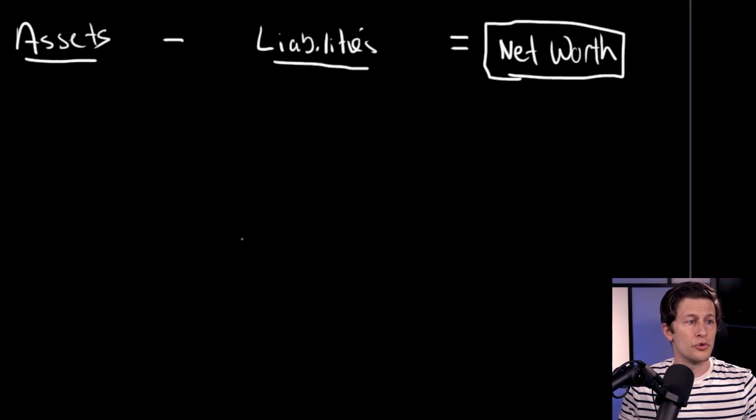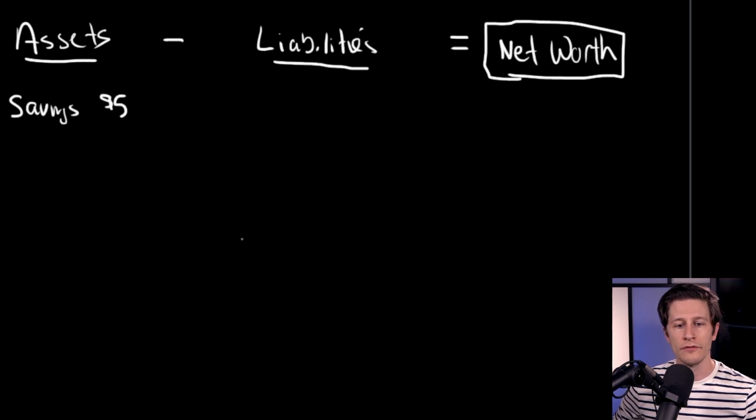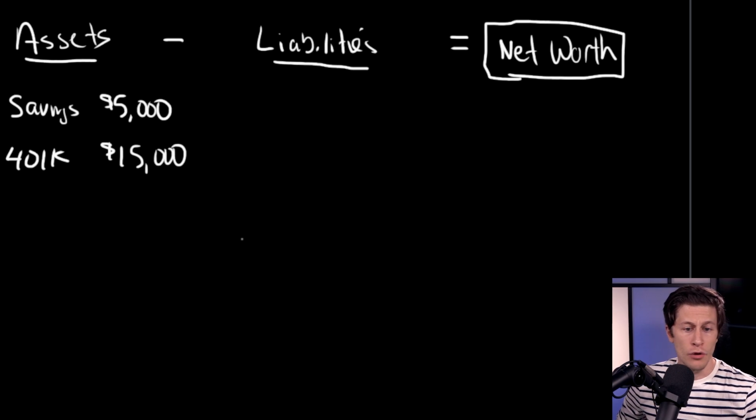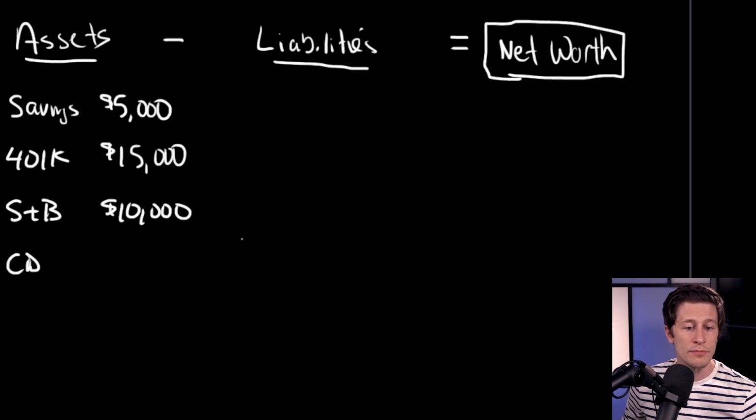So first and foremost, you would figure out, well, what are my assets? What are the things I have that have value? So you might say, well, I have savings. That's my cash. Let's call it $5,000. And then I've got my 401k, and that has $15,000. You might have a stock and bond account that is separate from your 401k. We will just pick nice round numbers, $10,000. And then you have CDs maybe, and the CDs are $5,000.